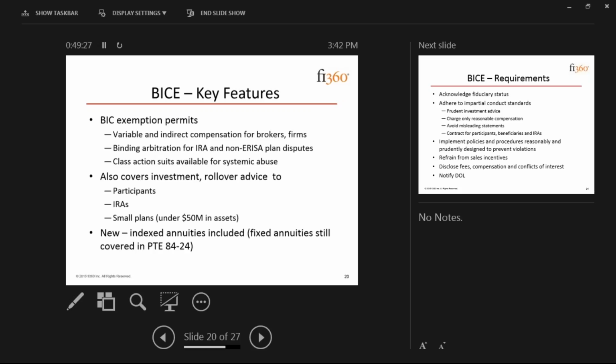So the fact that the equity index annuities are now under BICE has those that deal with them groaning, because they're going to need to meet a more stringent compliance requirement under BICE than they would have had to if it continued under PTE 84-24.